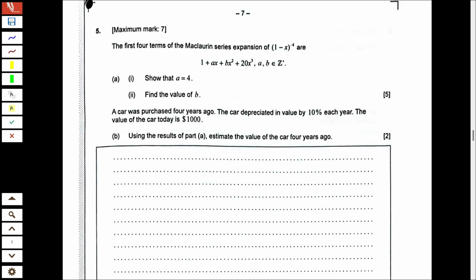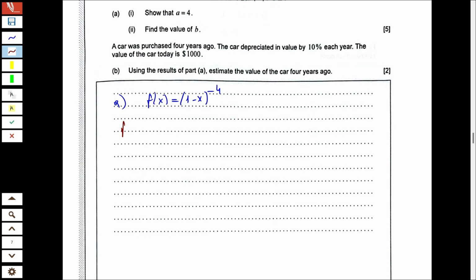So to find the Maclaurin series, we're going to need the derivatives of this expression. If we call, for example, f of x equals 1 minus x to the power of minus 4, we can write the first derivative of this function. It will be minus 4 times 1 minus x to the power of minus 5. We are decreasing the power by 1. And do not forget to write the derivative of the inside of the parentheses. It's going to be minus 1 from the chain rule. In this case, it will be 4 times 1 minus x to the power of minus 5.